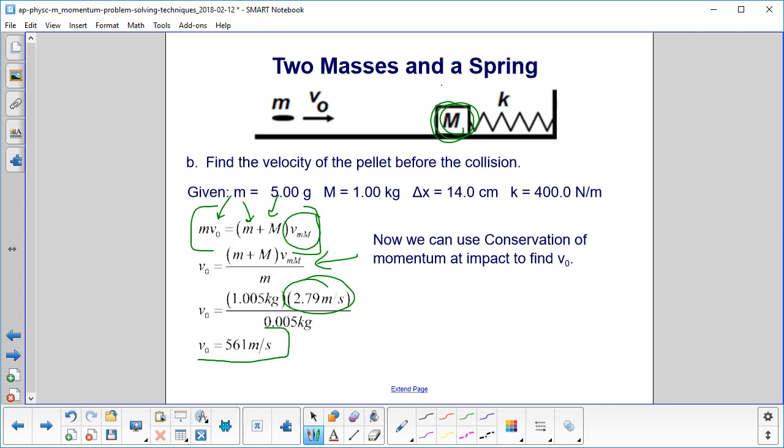And we find the initial speed of the pellet is 561 meters per second, which probably is a little unrealistic because that's about 1,200 miles per hour. So that is one fast pellet.